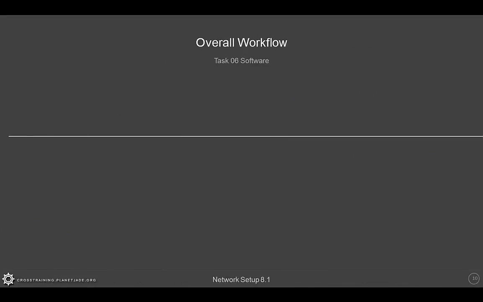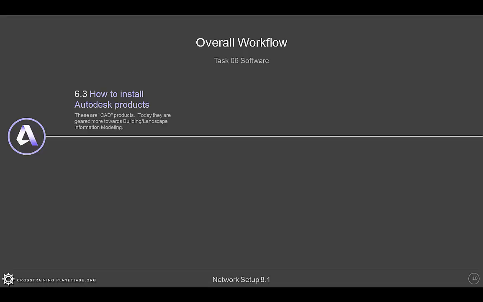The next thing we do after we get Google Chrome installed is our Autodesk applications. This section will cover how to install Autodesk applications. Now that we have a browser installed that is capable of handling large downloads, we can start downloading these large files. Our Autodesk products are basically our CAD products. Today they're more geared towards building information modeling, so you'll find that a lot of these CAD applications are fairly huge.